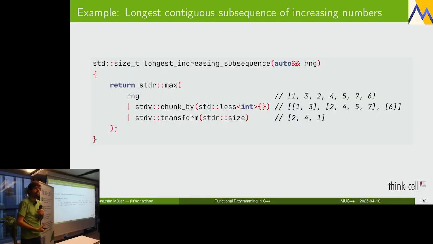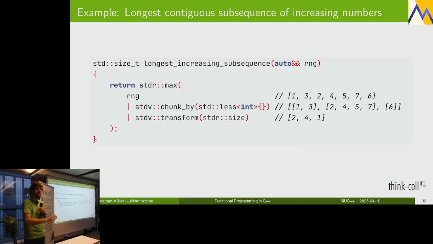So how do we do that? It's surprisingly short. We start with our range, and then we pipe that into chunk by. Chunk by is a view that looks at pairs of adjacent elements and passes them to a predicate. It gives you subranges split at the border where the predicate returns false. So it starts by asking whether 1 is less than 3 in this case. It is, so 1 and 3 are of the same subsequence.